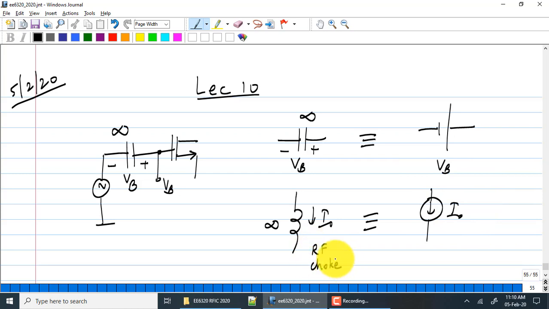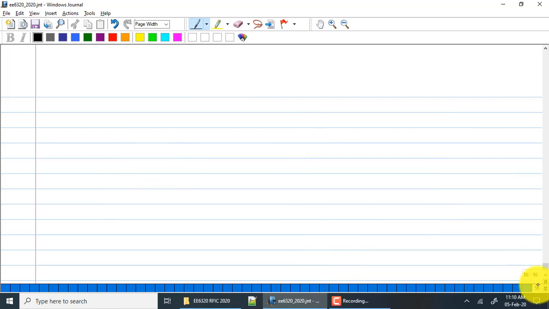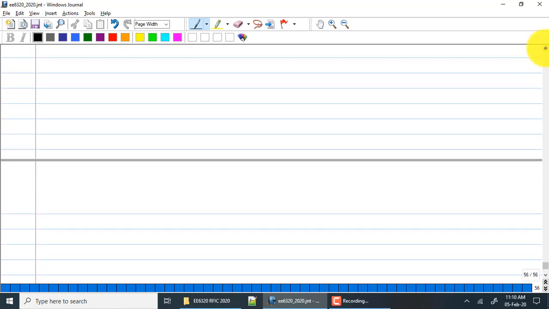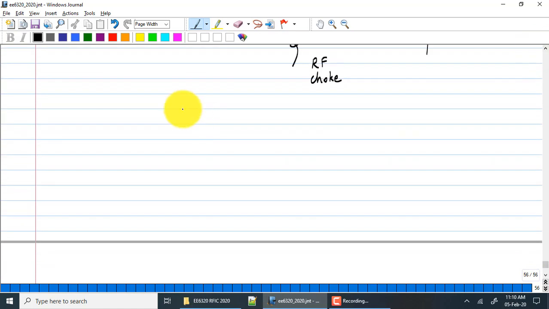A choke is basically a very large inductor that acts as a current source. Okay, hopefully there is no signal current flowing through the choke. Signal current flows through some other path. Okay. To summarize, we have several options, but we will assume that you don't use a choke, you are going to resonate.